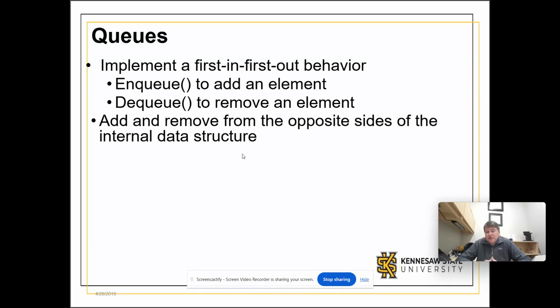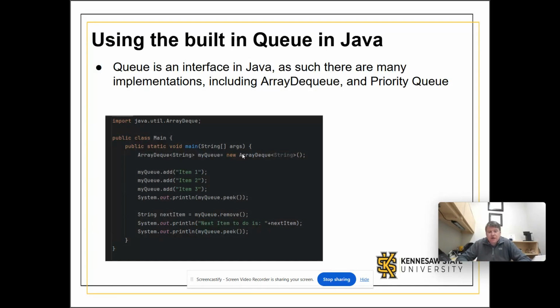In a queue, we deal with the methods enqueue and dequeue as opposed to push and pop. These are just names. It's just convention that we call it enqueue and dequeue rather than push and pop. But they add and remove the data from opposite sides of the data structure. So inside of Java, we have many implementations of a queue because it turns out there are different types of queues that you might want.